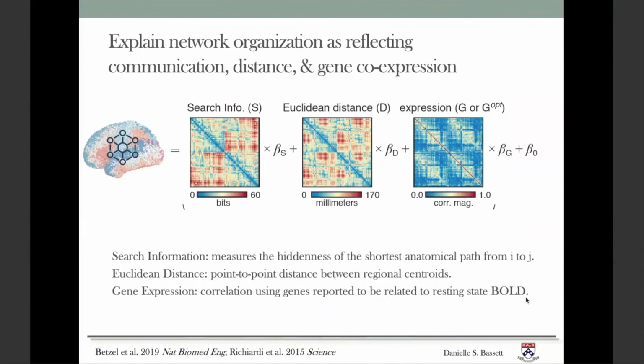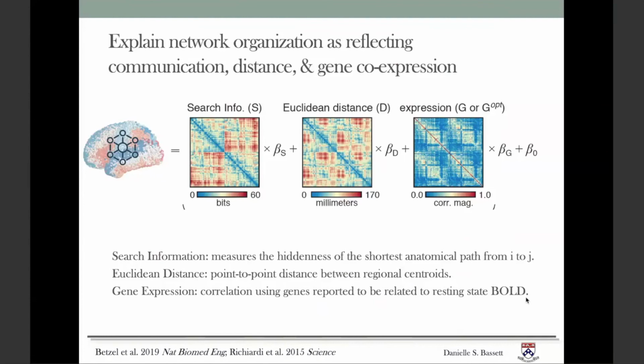So our question was, if we take that whole brain functional connectivity network from all of the electrocorticography data, either at the low frequency band or the high frequency band, I'm actually going to show you all of them in this next set, we can ask the question of whether we can explain that using patterns of communication, patterns of distance between regions, and then patterns of gene co-expression.